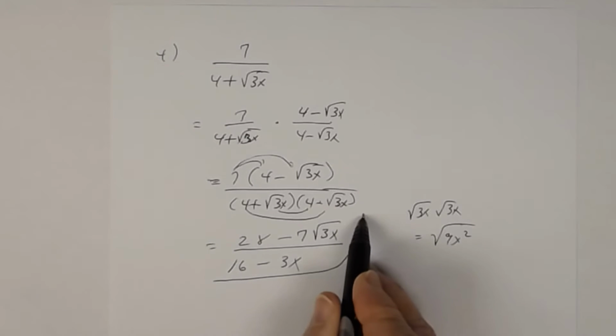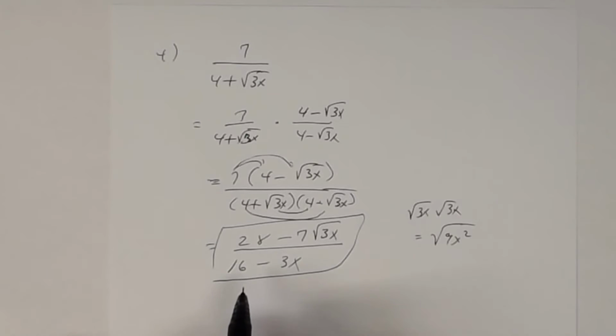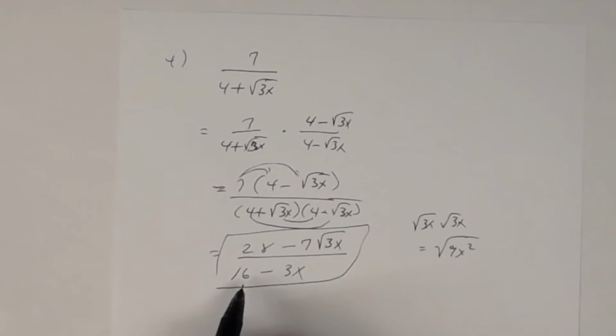There's your answer. And you did rationalize the denominator because you see you don't have a square root in the denominator anymore, right? So you're done. That's it. All right, let's look at another one.